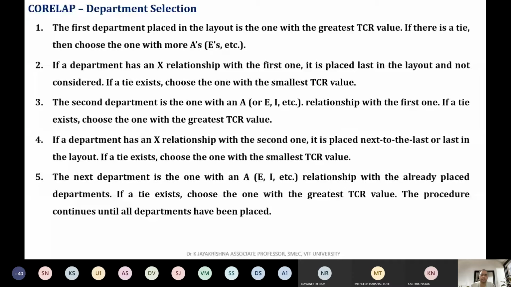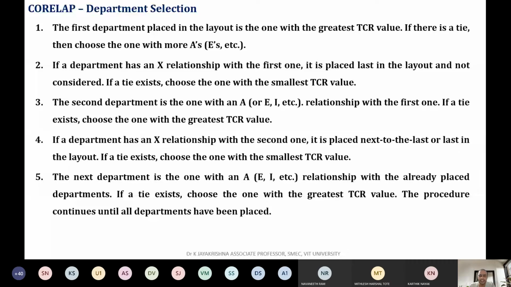Yes, okay. So that means you have the main building, and you have the mechanical and civil engineering departments, both having an equal relationship, that is, a strong relationship with the main building. Then we have a confusion. I have first placed the main building. I don't know whether to place the mechanical department or the civil department next to the main building. Because both are sharing a relationship with the main building, I will allocate the department based upon the TCR value.